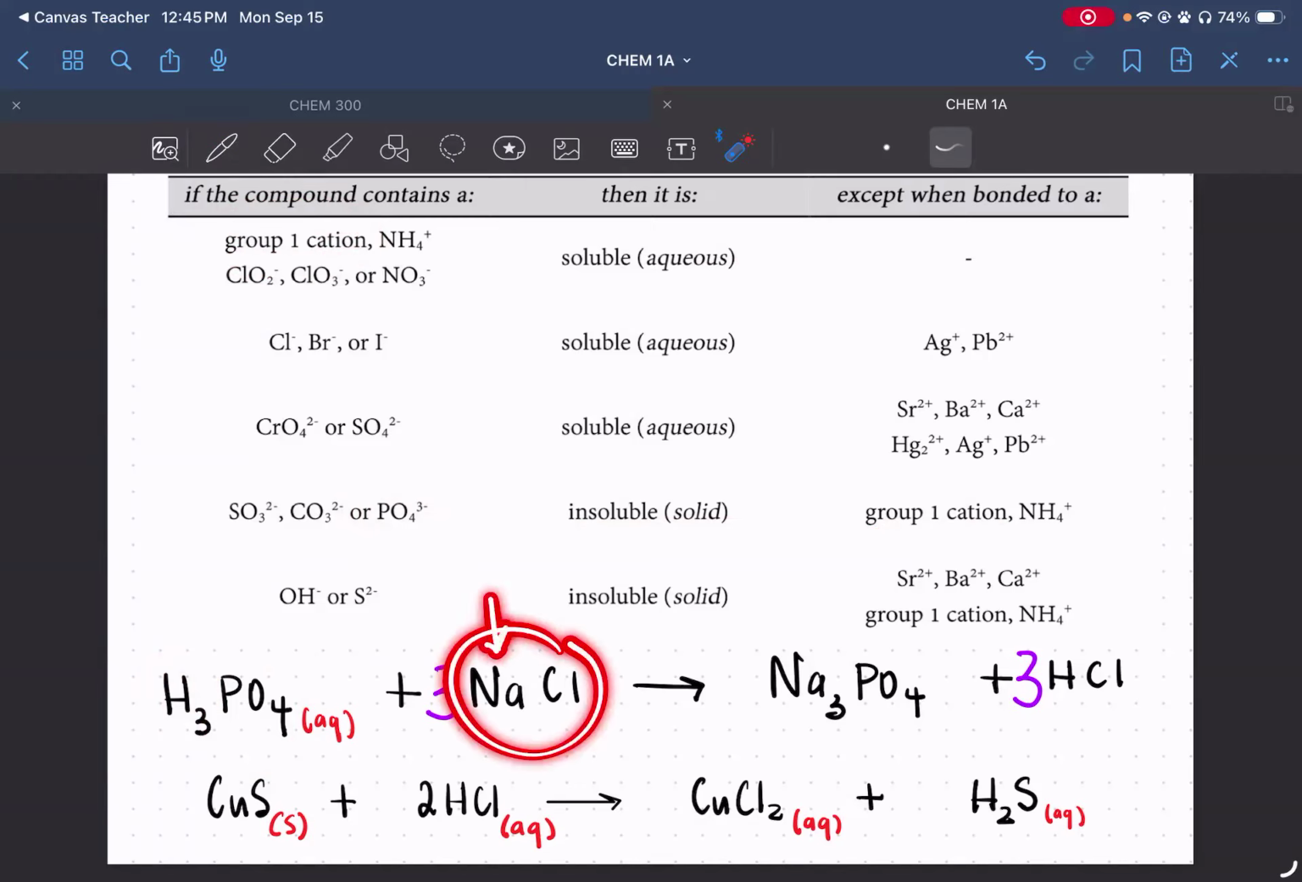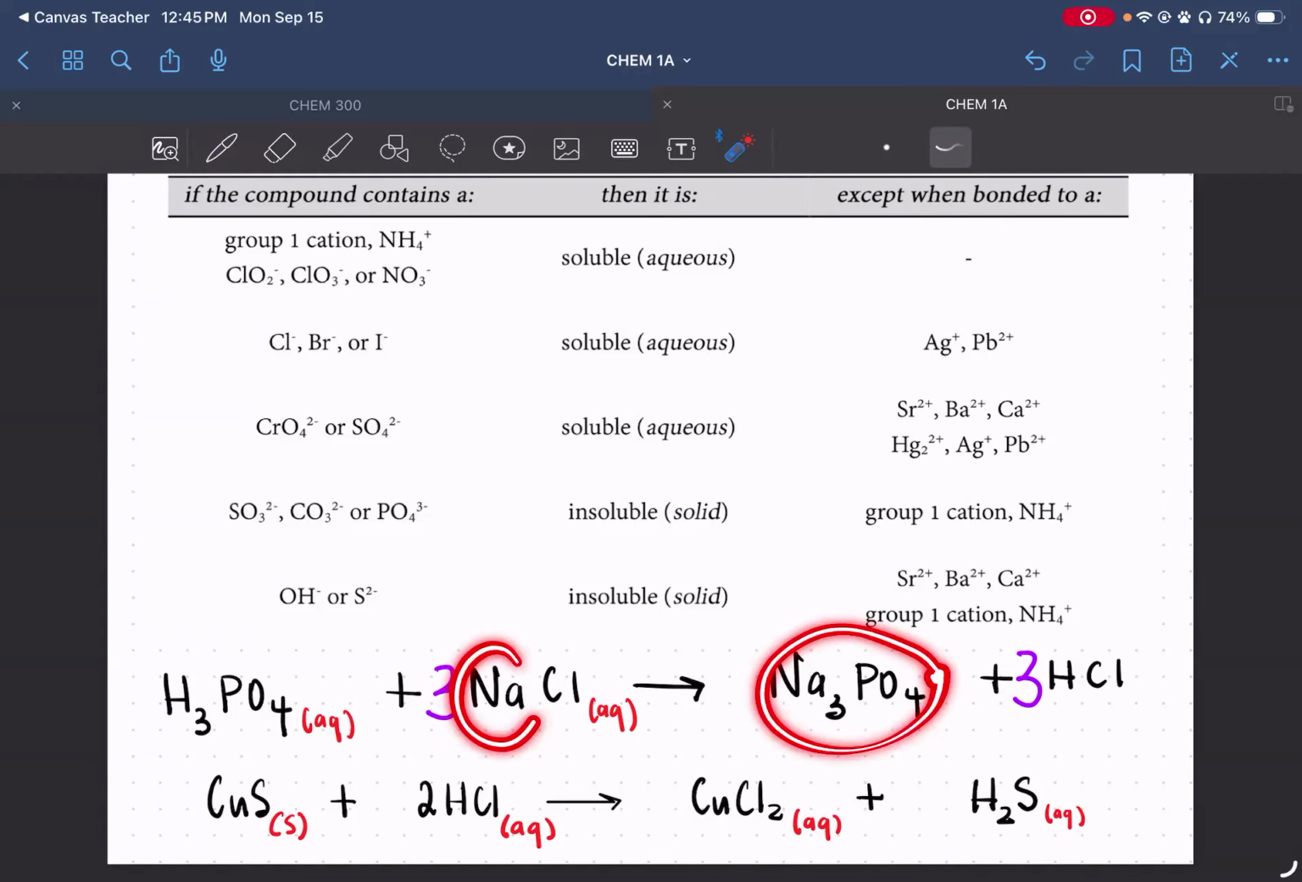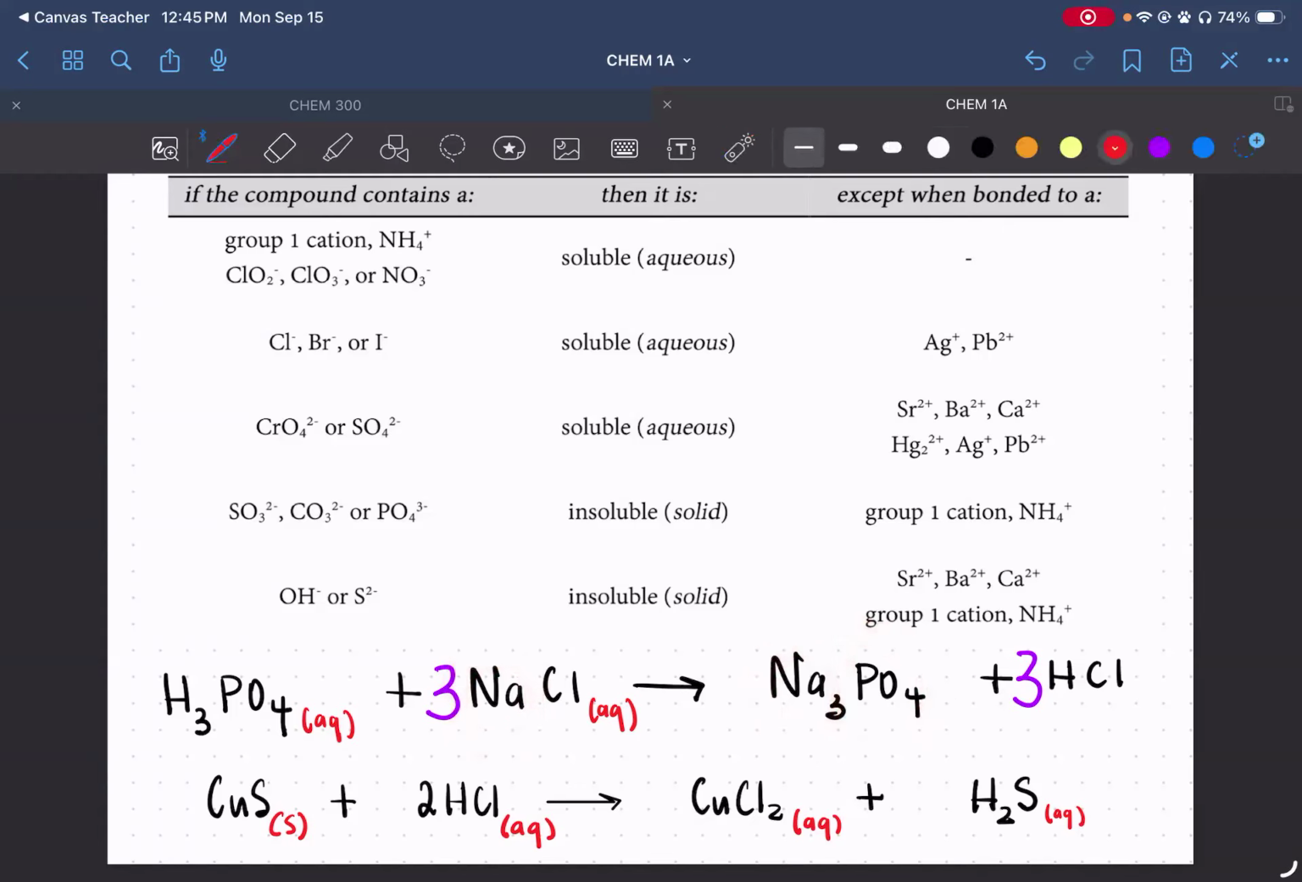Sodium chloride, sodium is in group 1. Group 1 cations are soluble, no exceptions, aqueous. Na3PO4, again, we have sodium. Sodium is a group 1 cation, no matter what, it's aqueous. HCl, without even looking at the chlorine, hydrogen is a group 1 cation. So this is, again, expected to be aqueous. The fact that all chemicals involved are aqueous doesn't really mean anything. There's no physical significance. It just so happens to be that they're all aqueous.